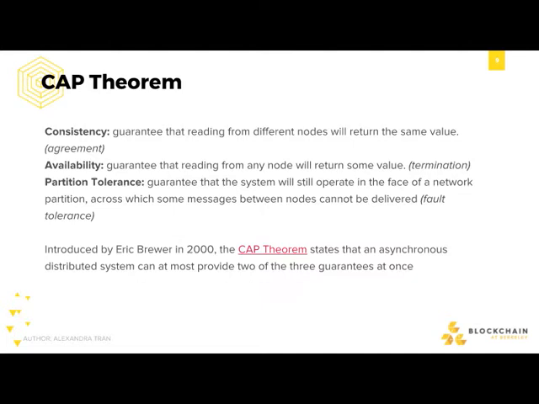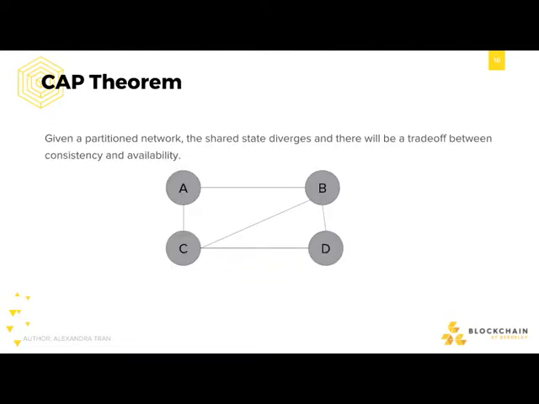The CAP theorem was introduced by Eric Brewer, who I think actually did research at UC Berkeley. He presented it at a talk in the year 2000, and he basically states that an asynchronous distributed system can at most provide two of the three guarantees at once. Given a partitioned network, the shared state diverges and there will be a trade-off between consistency and availability.